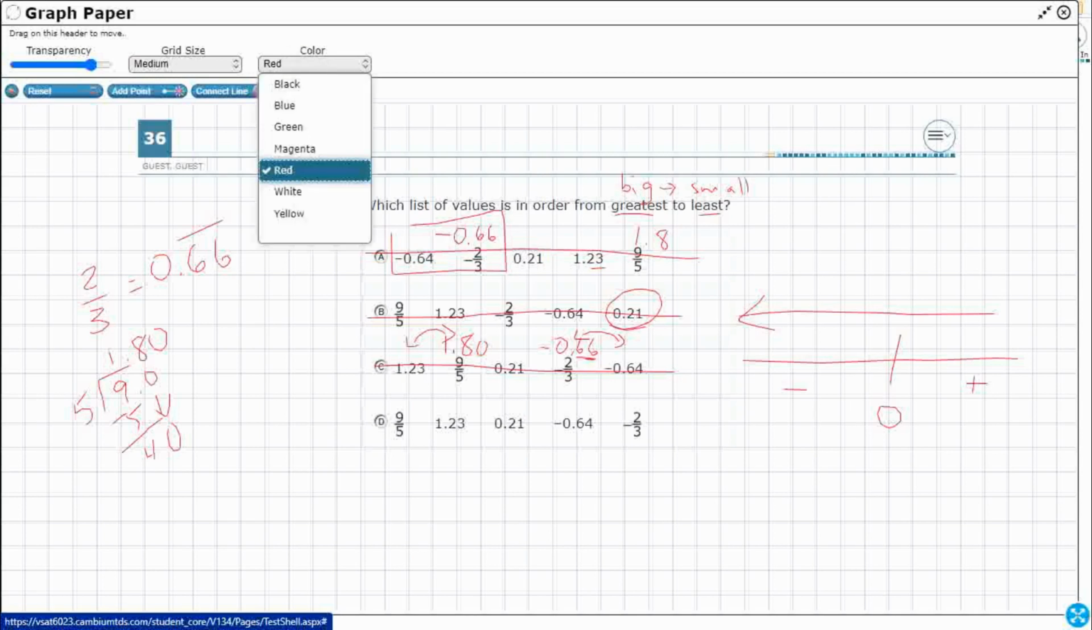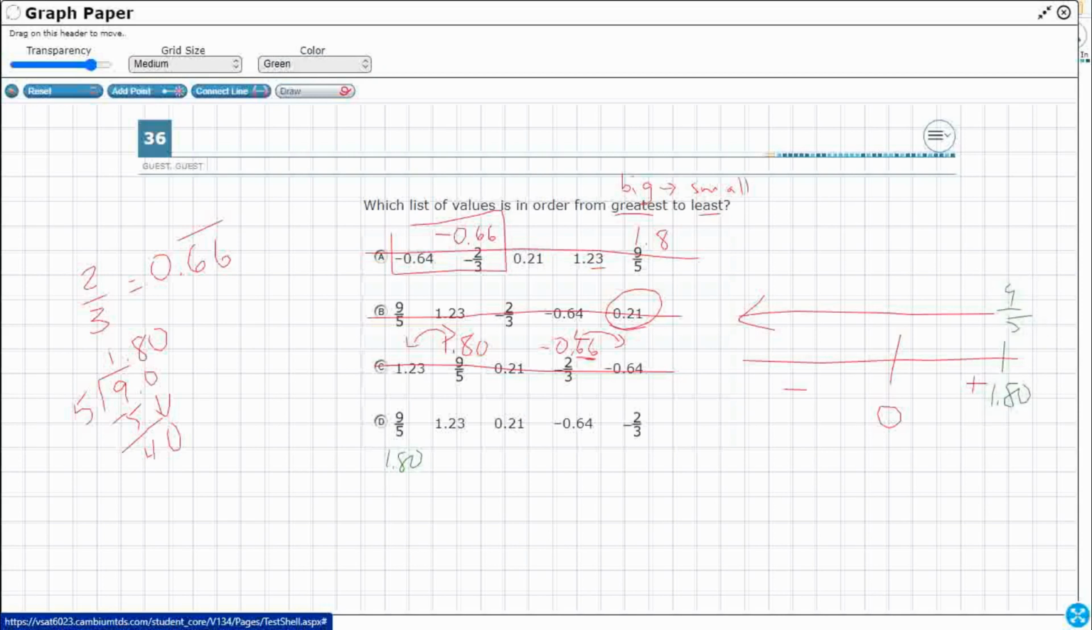So let's put these on our number line here, right? So I've got this 9, which is 1.80. Okay, so I'll put that right here, 1.80, 9/5. And then I've got my 1.23. It's closer to 0. 0.21, really close to 0. Then I've got my 0.64, negative 0.64, and then this negative 2/3, right?